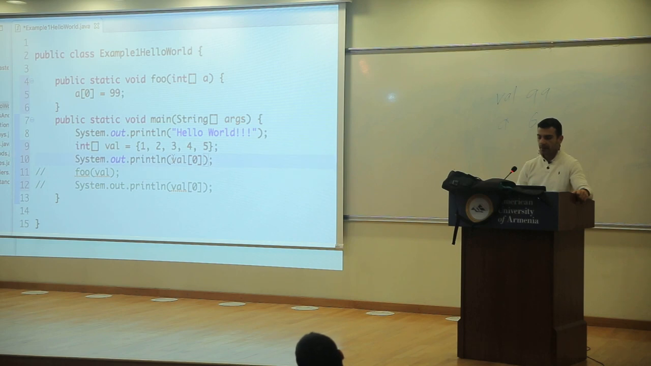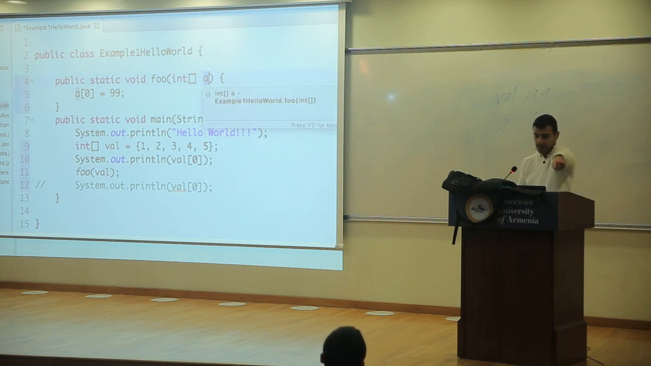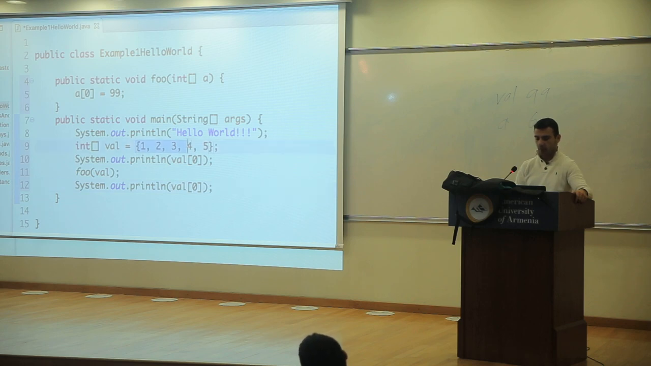Are arrays passed by value or by reference? Reference. Why? Because again, think of them as containers. They have other things inside, so ergo, they're by reference. So A now has the same reference to the same object as val. It changes the value at the zero index, that is to say the first value in that array. So when we print the first value in this array, what should we now see? 99. Okay.